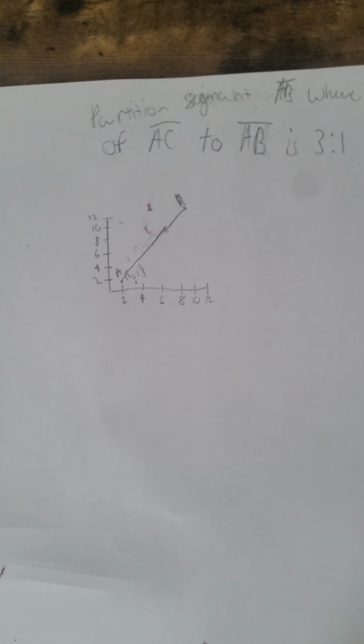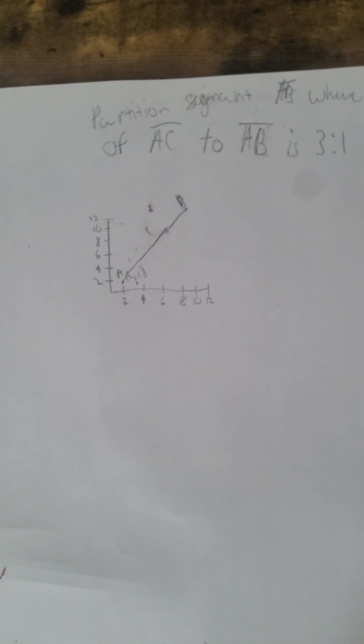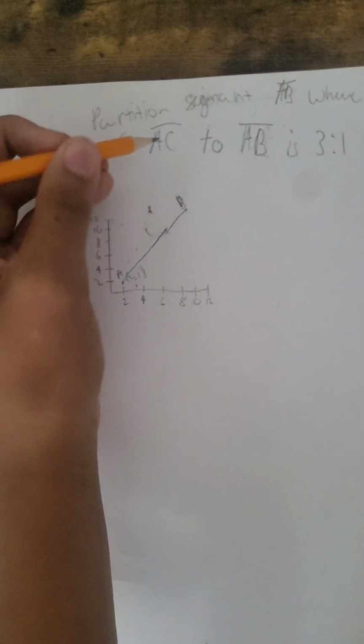So, the question I made here says, partition segment AB where the ratio of AC to AB is 3:1. Now, first we actually have to understand what this means. Partitioning just means splitting the segment up. So, while this may seem complicated, all it's really asking us is, how can we make A to C?